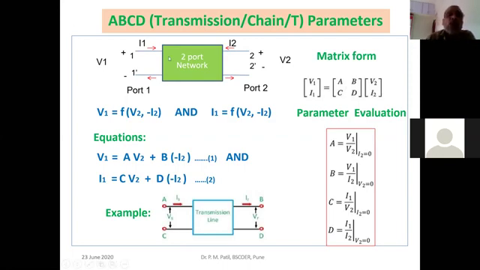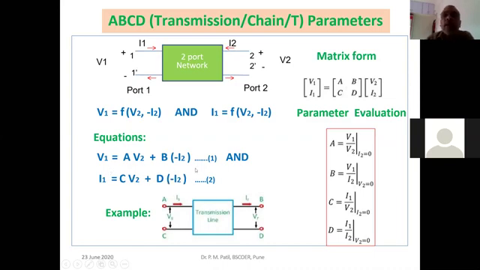Now if we are able to express the voltage V1 and current I1 in terms of V2 and minus I2, then the coefficients of V2 and minus I2 will represent the ABCD parameters. The equations in linear form are V1 is equal to A V2 plus B of minus I2, or you can say minus B into I2, but the coefficient will be treated as only B because it is the coefficient of minus I2. And the second equation is I1 is equal to C into V2 plus D into minus I2.